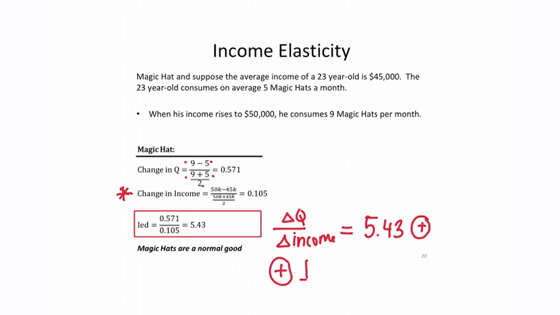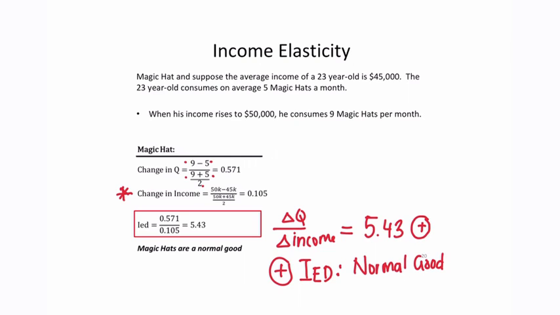So with a positive income elasticity of demand, this is going to tell us that Magic Hat beer is a normal good. You consume more with more income. Now, if the income elasticity of demand, on the other hand, was negative, this is telling us that with a rise in income, your demand is falling. So a negative income elasticity of demand tells us that we are talking about an inferior good.